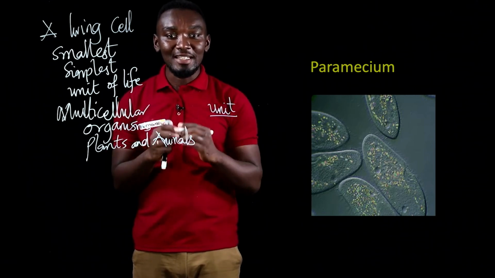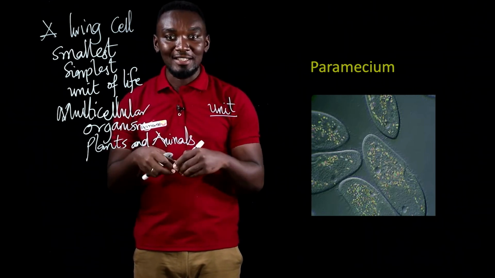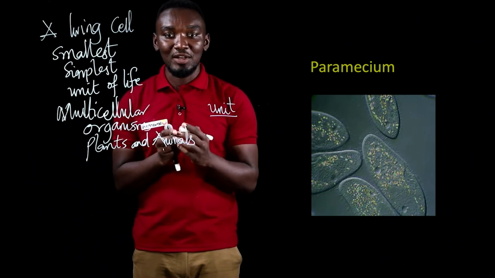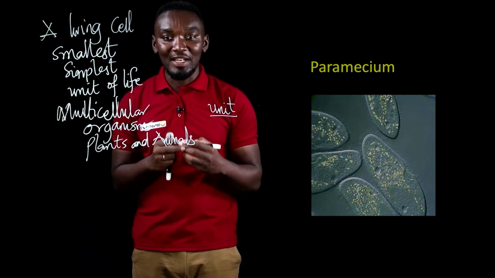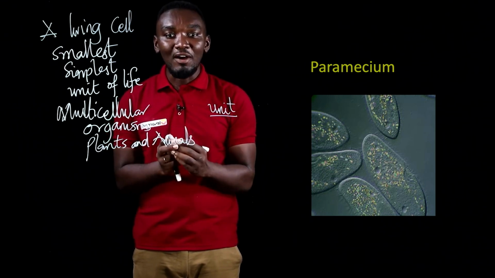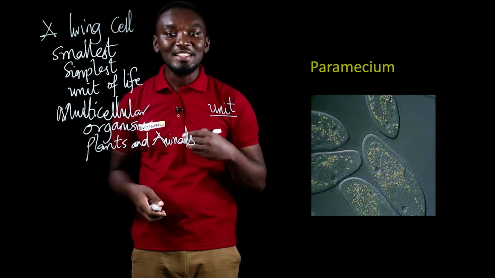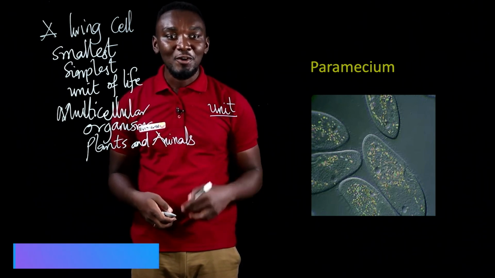So in today's lesson, we have looked at organisms based on their cells. We said that based on cells, we have multicellular organisms and unicellular organisms. And we said that the living cell is the smallest and the simplest basic unit of life.